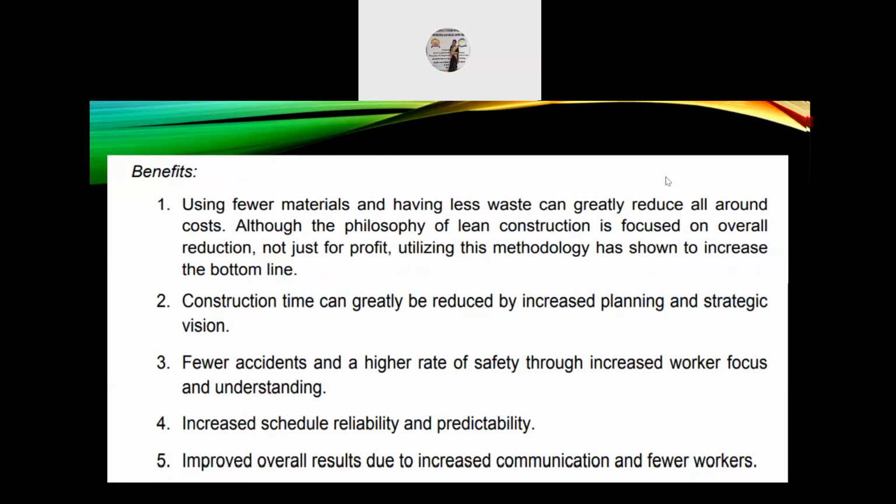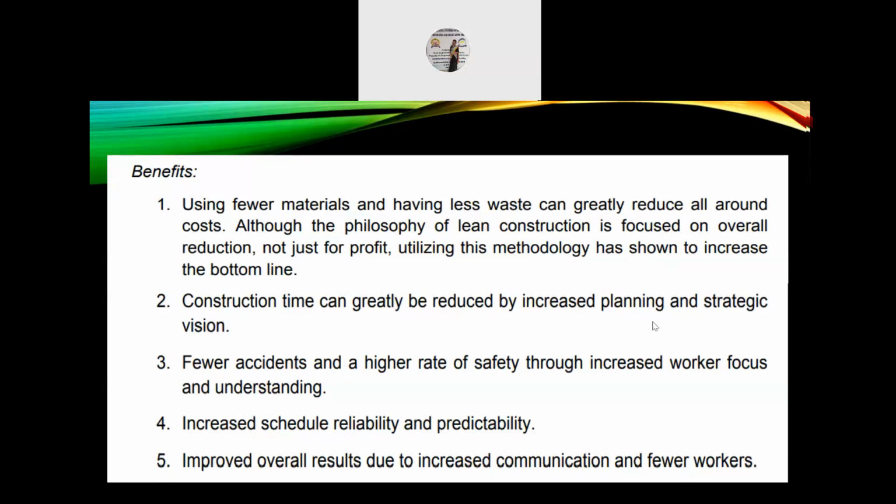The benefits of lean construction. First one, using fewer materials and having less waste generated can greatly reduce all around cost. So although the philosophy of lean construction is focused on overall reduction, not just for profit, utilizing this methodology has been shown to increase the bottom line.